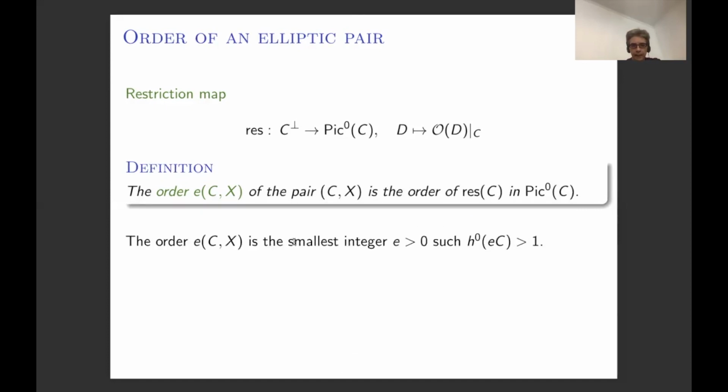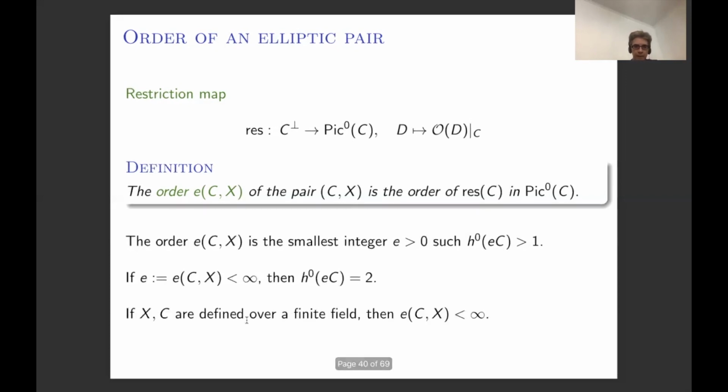So a standard argument with some short exact sequences involving multiples of C will give you that the order is in fact the smallest positive integer E such that the space of sections of E times C is at least 2-dimensional. So if there is no such integer, so if all the multiples have exactly one section, then the order is infinite. And if the order is finite, again, it's easy to prove that this linear system is in fact 1-dimensional.